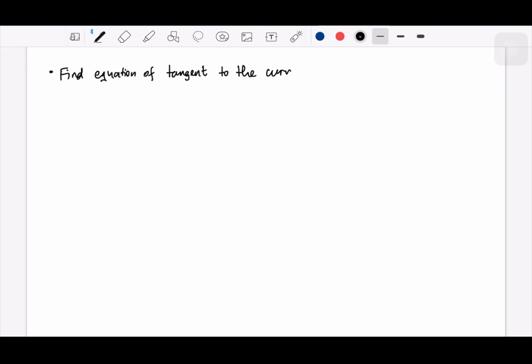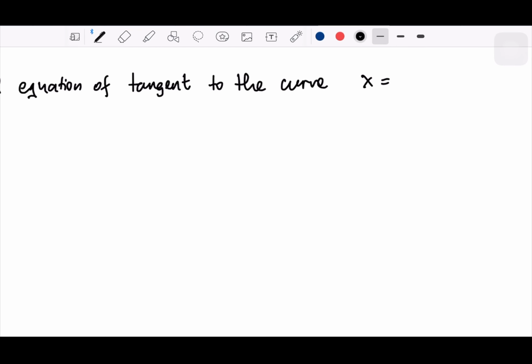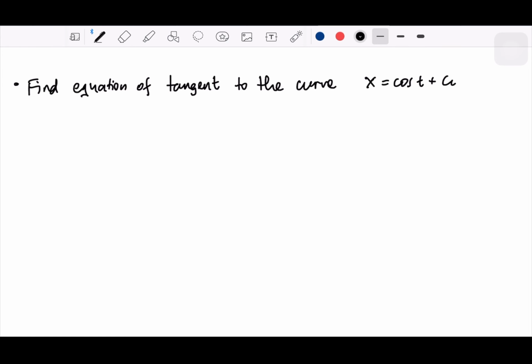to the curve x equals cosine t plus cosine 2t, in parametric form, y equals sine t plus sine 2t, at t equal pi over 2. So you need to find the tangent line.